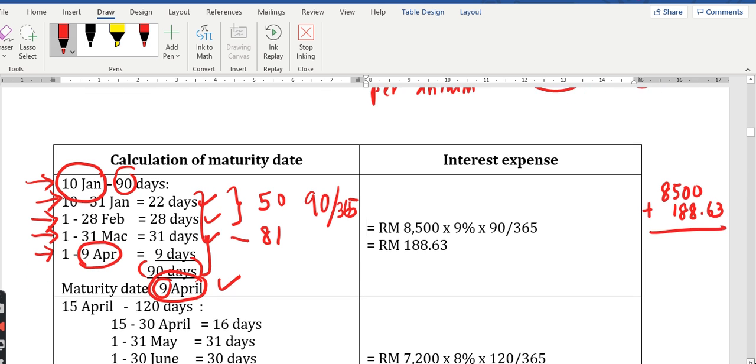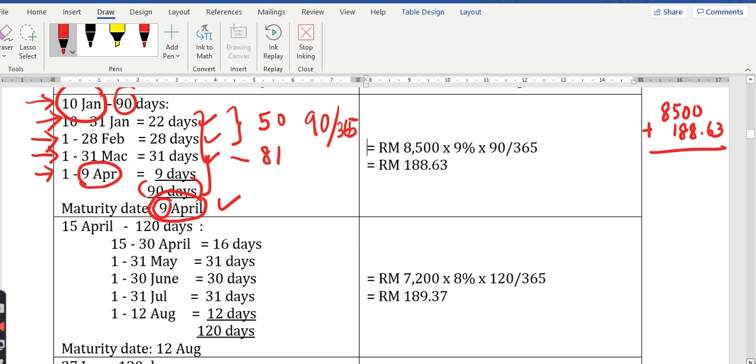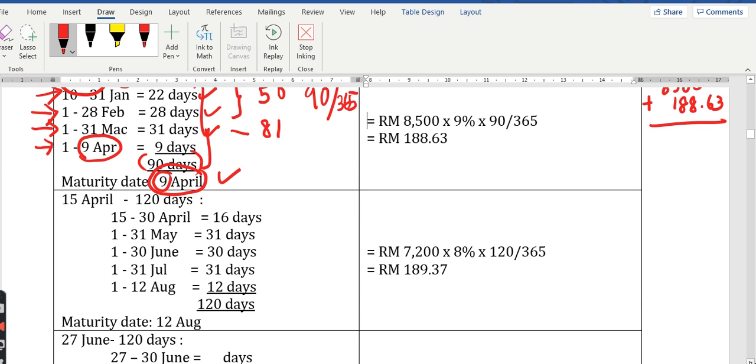Okay, we look at the second situation. The issuance date is on the 15th. If I were to record the issuance of the notes payable, the journal entry will be dated on the 15th of April. So when is the maturity date? The maturity date will be after 120 days. So from 15th of April until 30th of April, that is 16 days. Next we go to May, another 31 days. So here you already have 47 days.